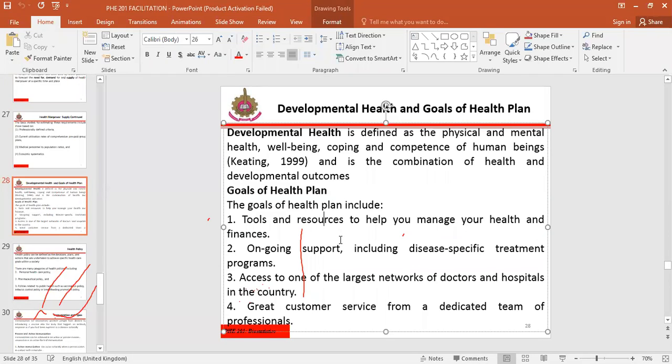Also, ongoing support, including disease-specific treatment programs, and access to one of the largest networks of doctors and hospitals in the country. And in fact, I want to say that even beyond, might not really be in the country of residence alone, but even beyond. Another one is great customer service from a dedicated team of professionals.